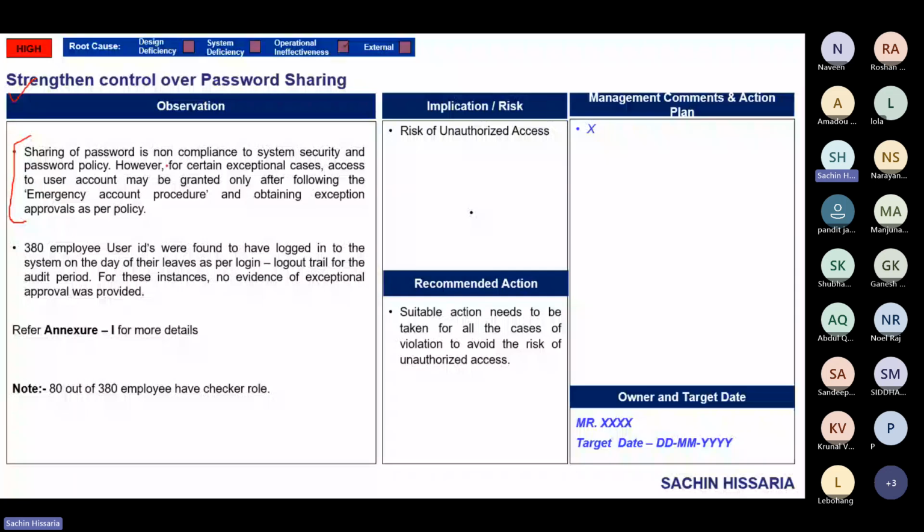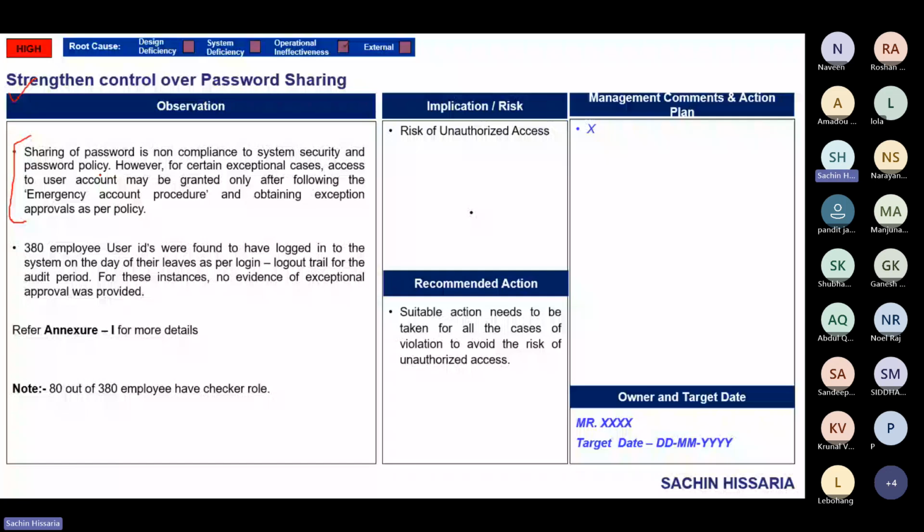However, there were certain exception cases where access to a user account may be granted, only after following an emergency account procedure. For example, if you want to share the password, then you have to follow the exception management policy. As per the exception management policy, you can share the password. Now, this is the background of the observation, guys. So first we have given the background.